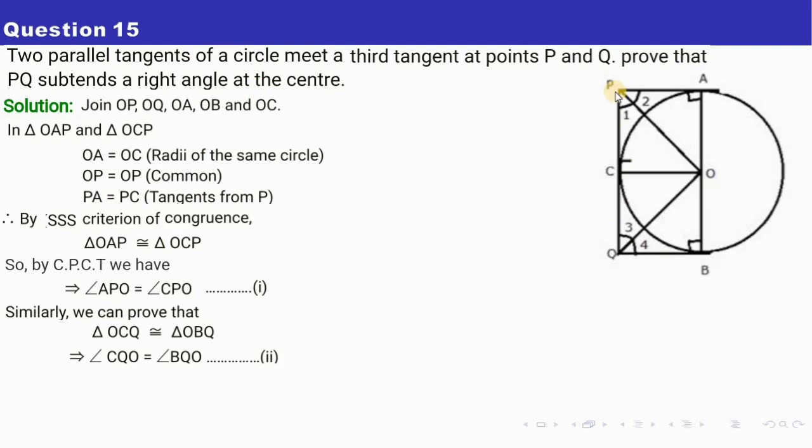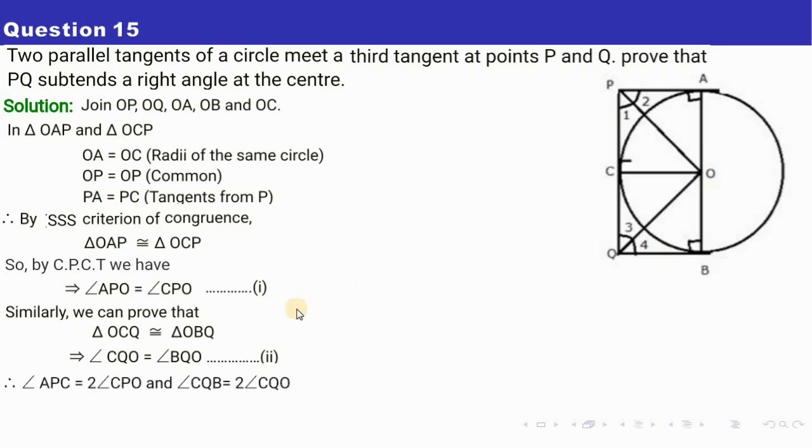So this PQ makes an angle of 90 degrees with the center, right? A right angle at the center means 90 degrees with the center. That means POQ, that is this angle, is equal to 90 degrees. So that's what we need to show in this case.